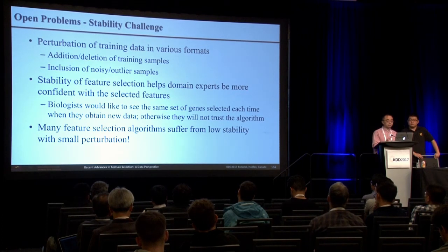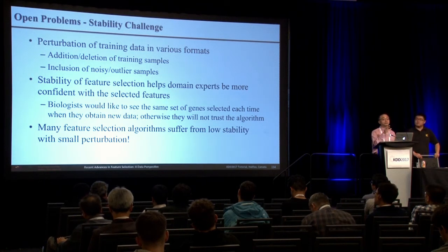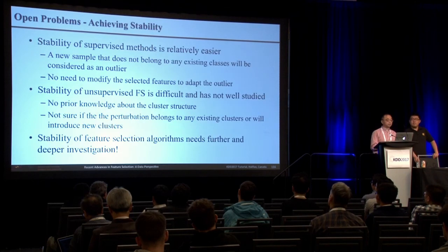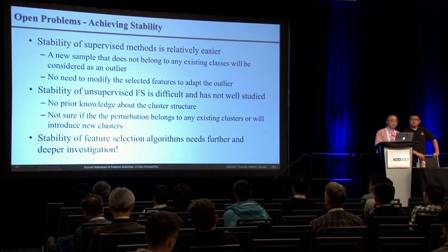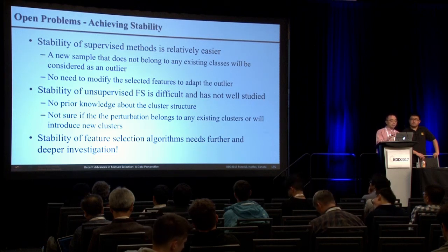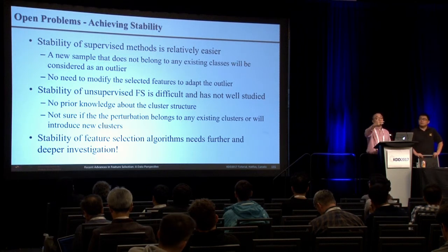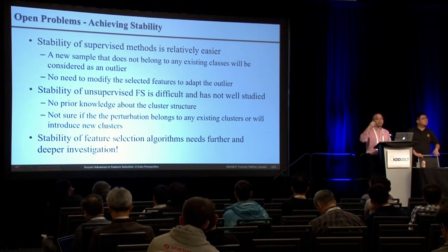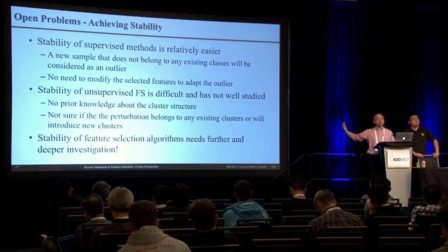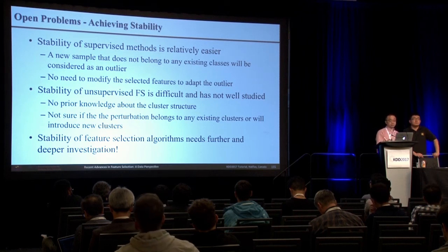Interpretability or understandability of features is a very, very important issue, and stability can help you in this direction. So how do you achieve stability? The key point here is for supervised methods, because you have labels to guide the search. For unsupervised methods, it will be a bit more difficult.